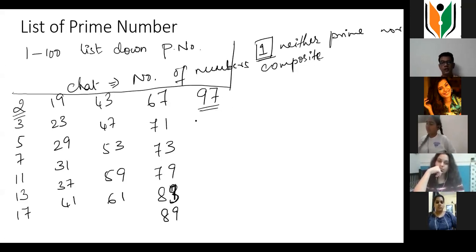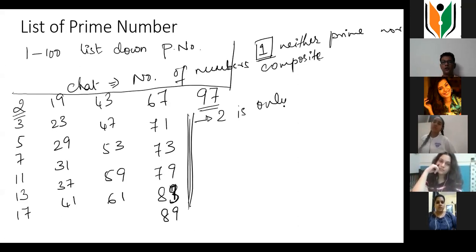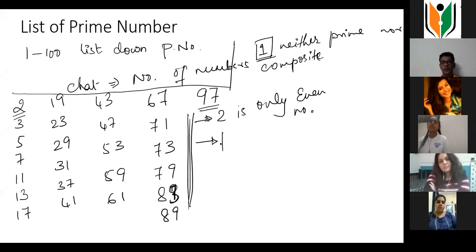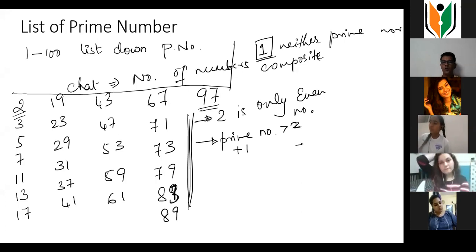Now, do you realize certain things from these prime numbers? What are your observations? Observation number 1: 2 is the only even number in this list. So that's a simple observation. Now let's look at some other observations. One of the observations is, take any prime number greater than 2 in this list. That prime number is either 1 more or 1 less than a multiple of 4.